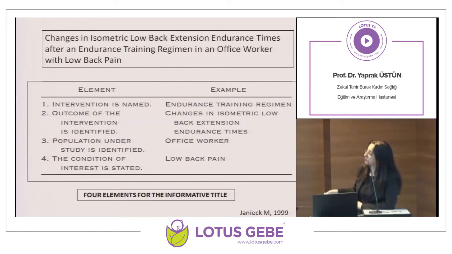The outcome of the intervention should be identified. What is the outcome? Change in isometric back extension endurance time. The population under study should be identified. What is it? Office workers. And the condition of interest is stated. What is it here? Low back pain. So you should be careful to include all 4 elements in the title.